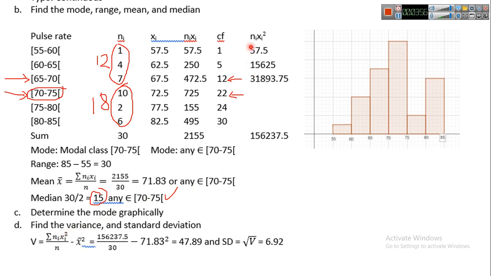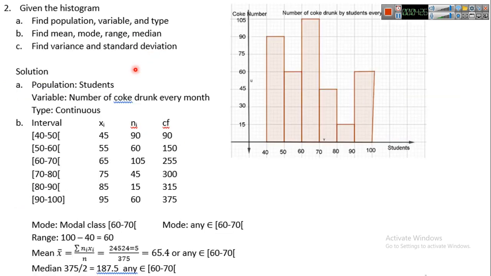Find the variance. We do ni xi squared, so we multiply 1 times 57.5 squared. Here this is wrong, you must do it as a square: 4 times 62.5 squared, etc. I didn't do it. I did the sum directly, divided by 30, minus the average squared, and the standard deviation is the square root of that number. So everything is done as before, but we use the approximation xi. For the cumulative frequency and the median, it differs somewhat.